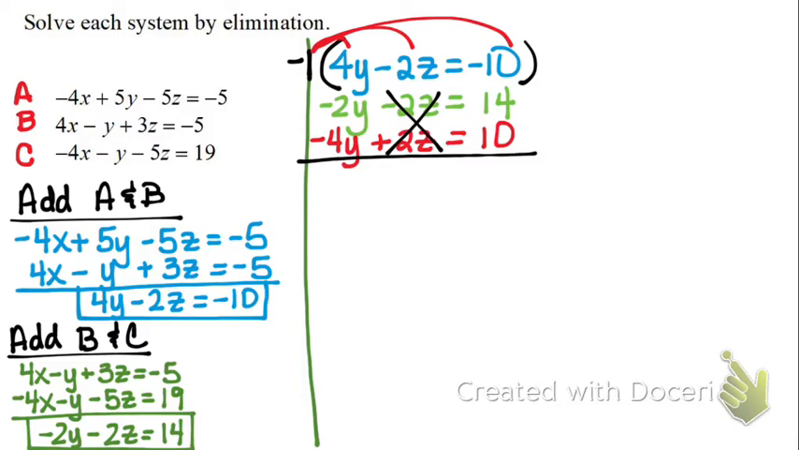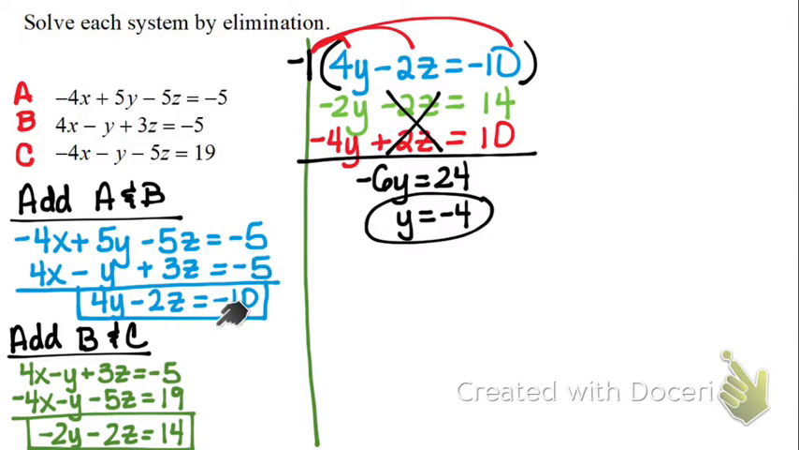What did you get for y? Anybody else get negative 4? That's what I got. So you add, you got negative 6y equals 24. Divide both sides by negative 6. Y equals negative 4. So now we need to go to one of these and find z. So raise your hand if you want to work with the blue equation. Raise your hand if you want to work with the green one.